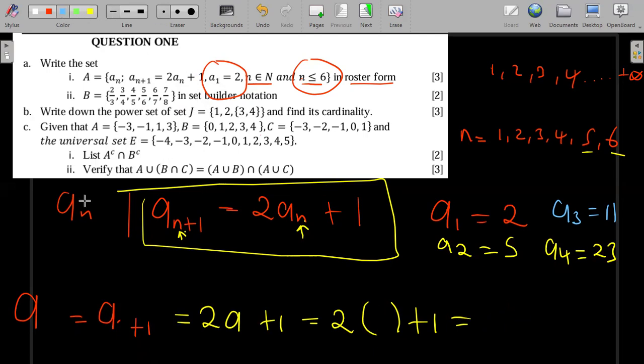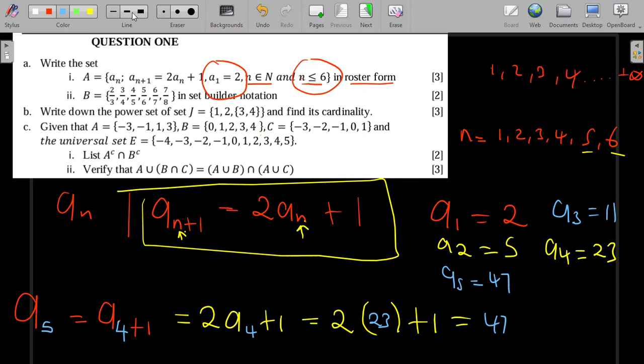Now we are finding A5. You express it as something plus 1, so it will just be 4 plus 1. So the N here is now 4. What is our A4 that I'll put inside here? It is 23, and then plus 1. So 2 multiplied by 23 is 46, plus this 1 to be 47. So my A5 will just be 47.